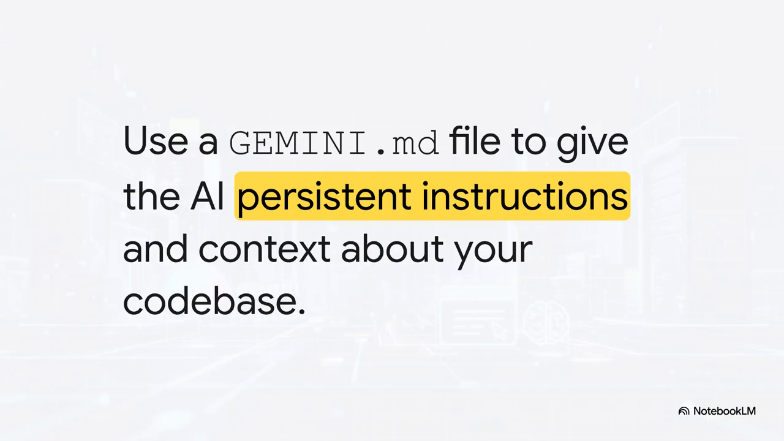Now, this next feature is seriously smart. You can create a file called gemini.md right in the root of your project. Think of this file as like a permanent set of instructions for the AI for this specific project. You can tell it about your team's coding style, the structure of your database, maybe which folders it should never touch. It's kind of like onboarding a new developer, except this one has a perfect memory and never forgets the rules.